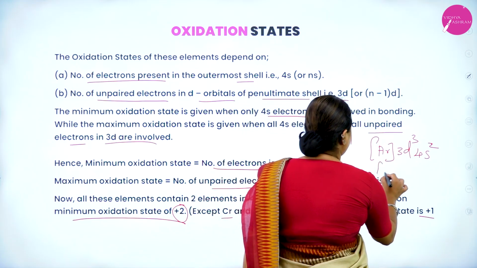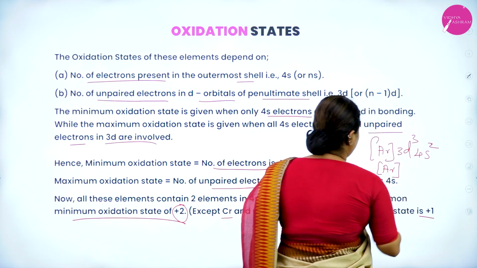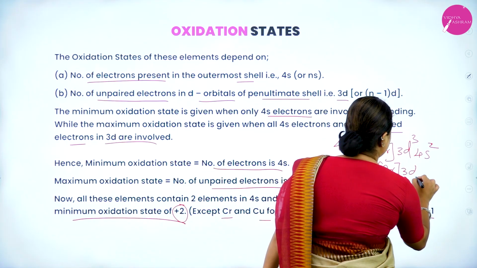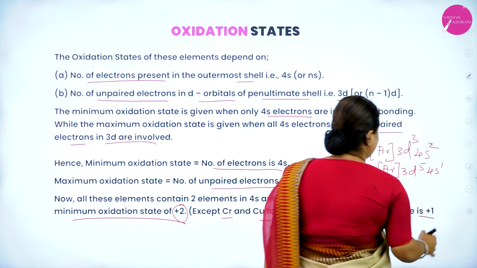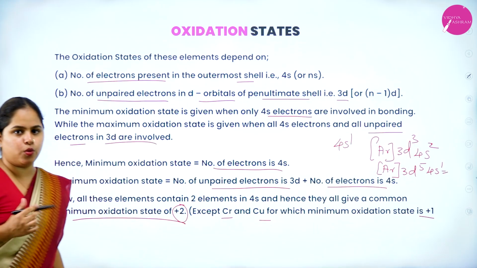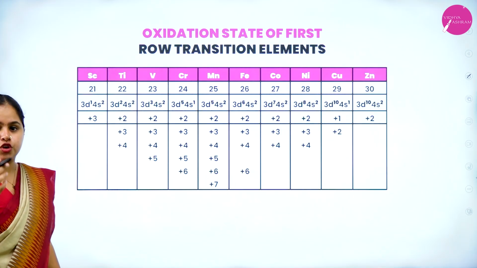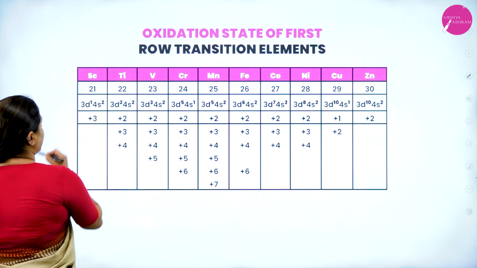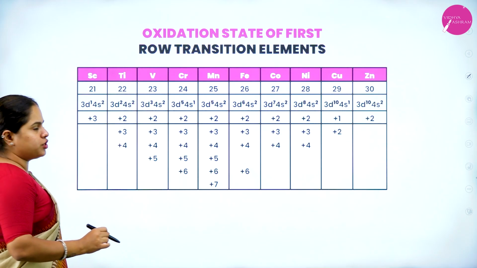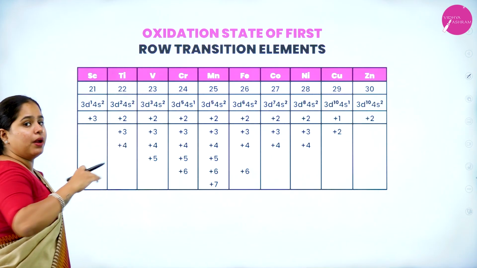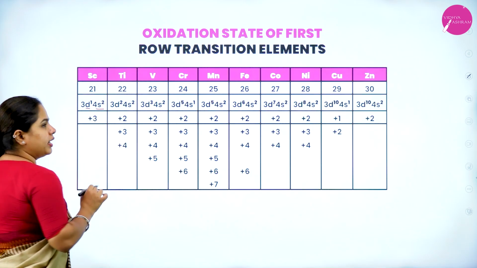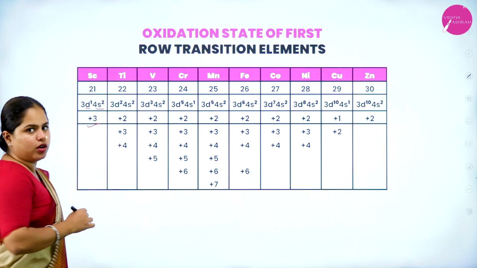For example, if I write the electronic configuration of chromium, it will be argon 3d5 4s1. In that case you can see the minimum oxidation number will be +1. So I hope the difference is clear. Now for scandium, you have argon 3d1 4s2. So the maximum oxidation state it can have, with 4s2 and 3d1, is +3.